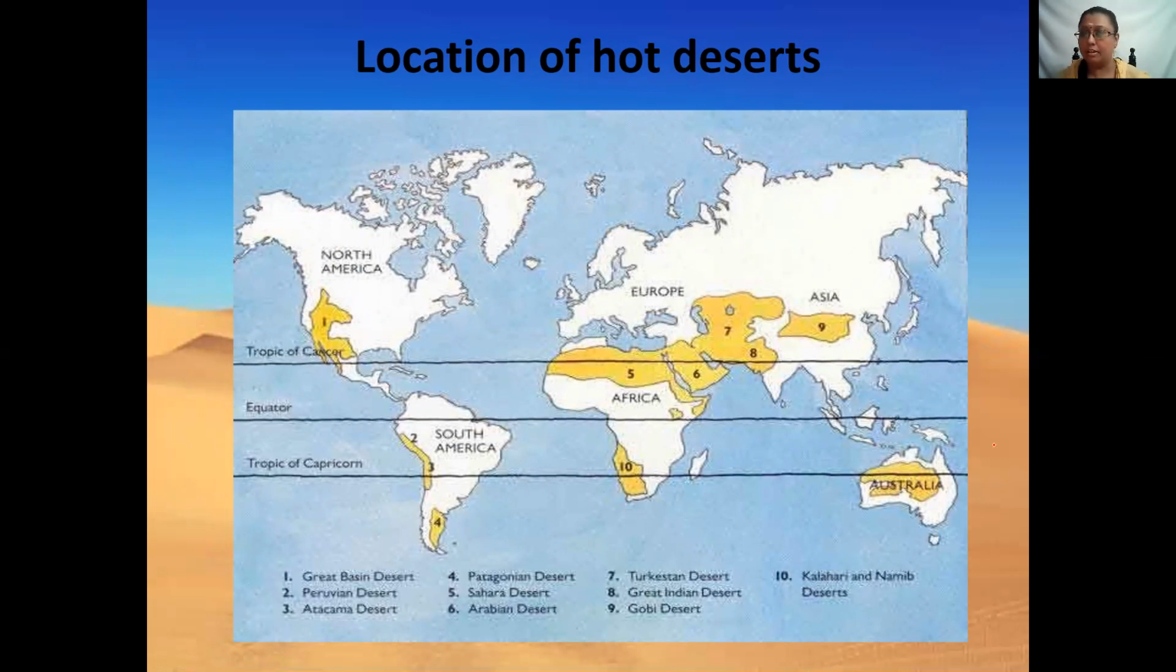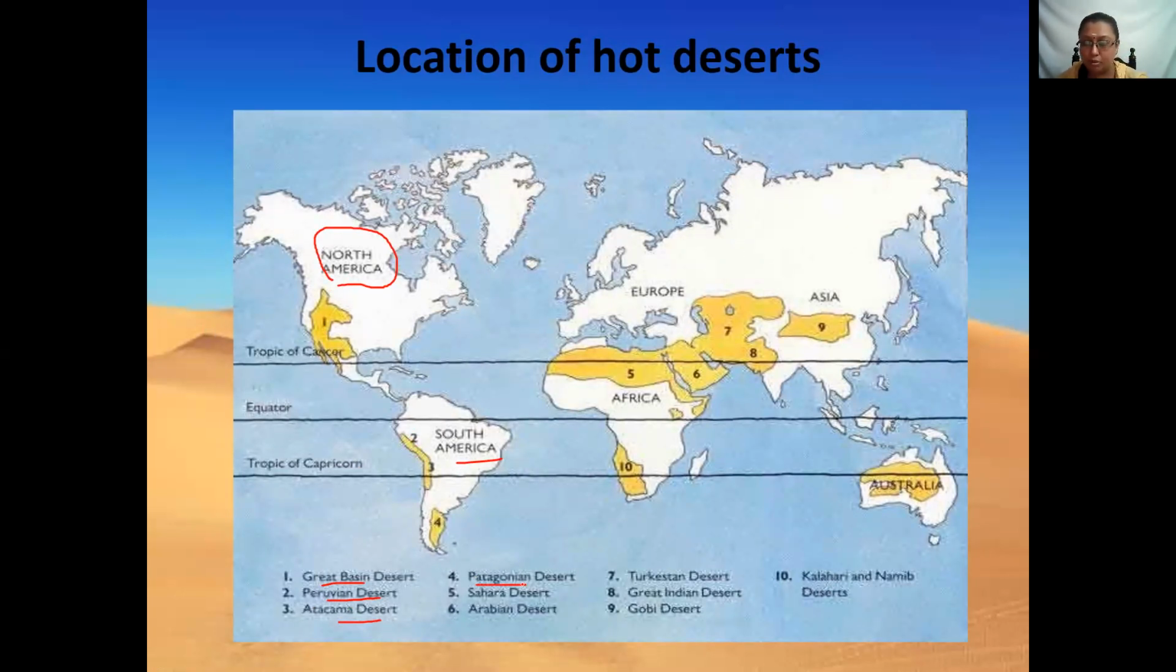You know what is shown on the screen. It is nothing but a world map and you can see all the continents. Now, all these yellow shaded areas in the map are nothing but the locations of hot desert. Let us start from number 1 here. You know what continent it is? It is North America. And we have one hot desert here, which is called the Great Basin Desert. And we have 3 deserts in South America, numbers 2, 3, and 4, which are the Peruvian Desert, Atacama Desert, and Patagonian Desert. These three are important deserts in South America.